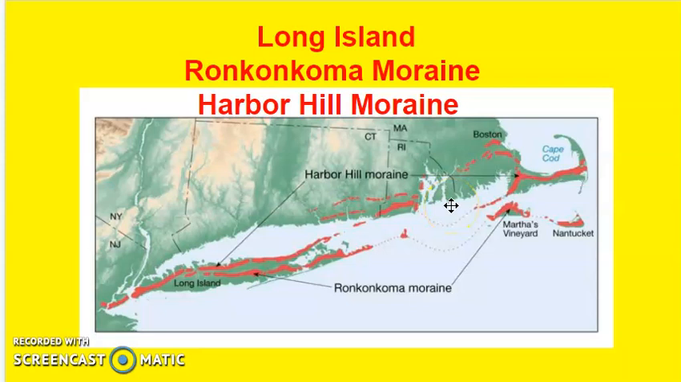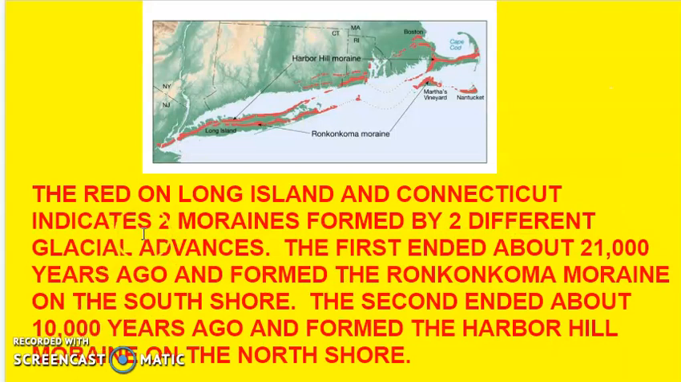Now, there is some scientific evidence that perhaps the Ronkonkoma moraine is not from the same ice advance as the Harbor Hill moraine. Some scientists feel that it's a recessional moraine, but most people think it might have been two separate advances. So they think that this is the terminal moraine from the first advance about 21,000 years ago, and the second moraine was around 10,000 years ago on the North Shore. Either way, they both form the forks. This forms the North Fork and this forms the South Fork.